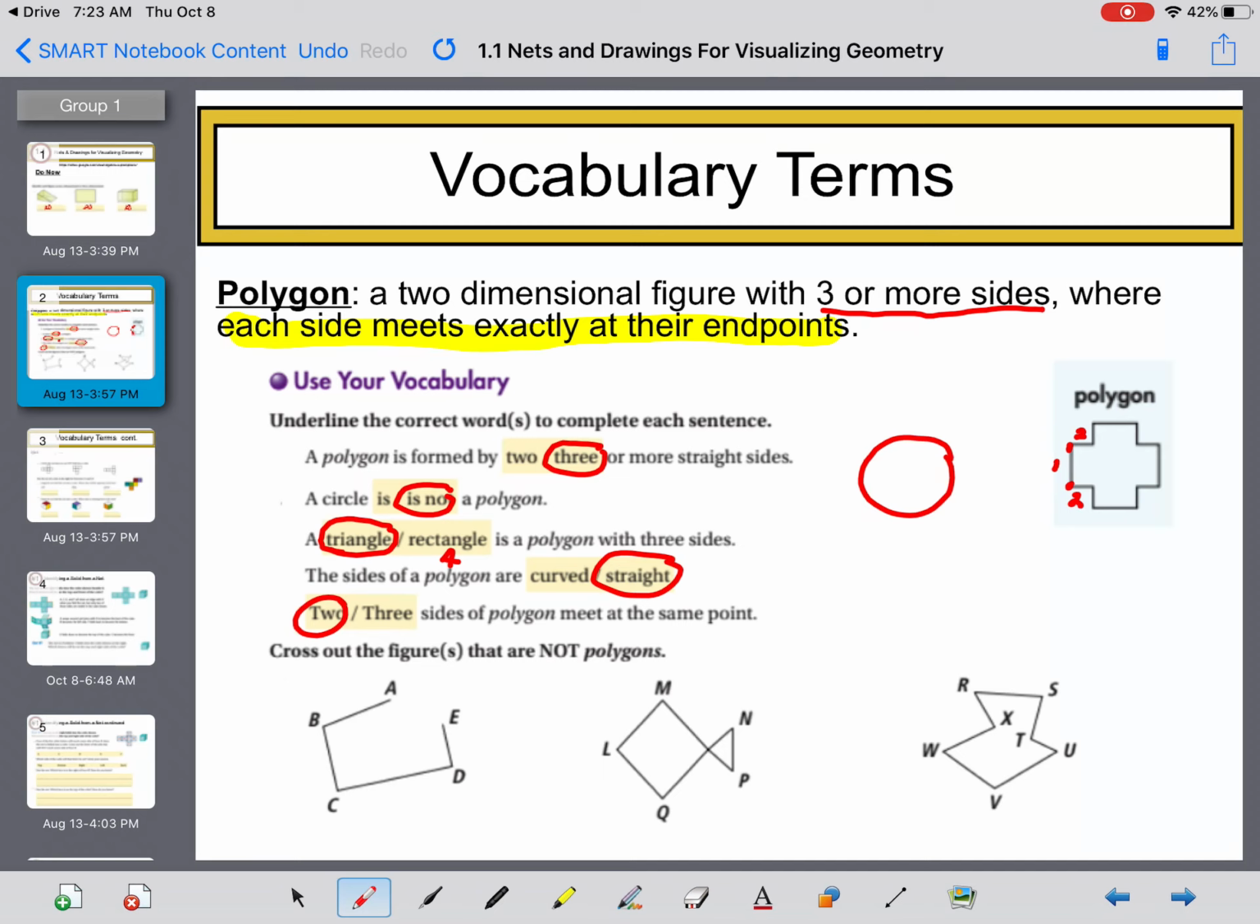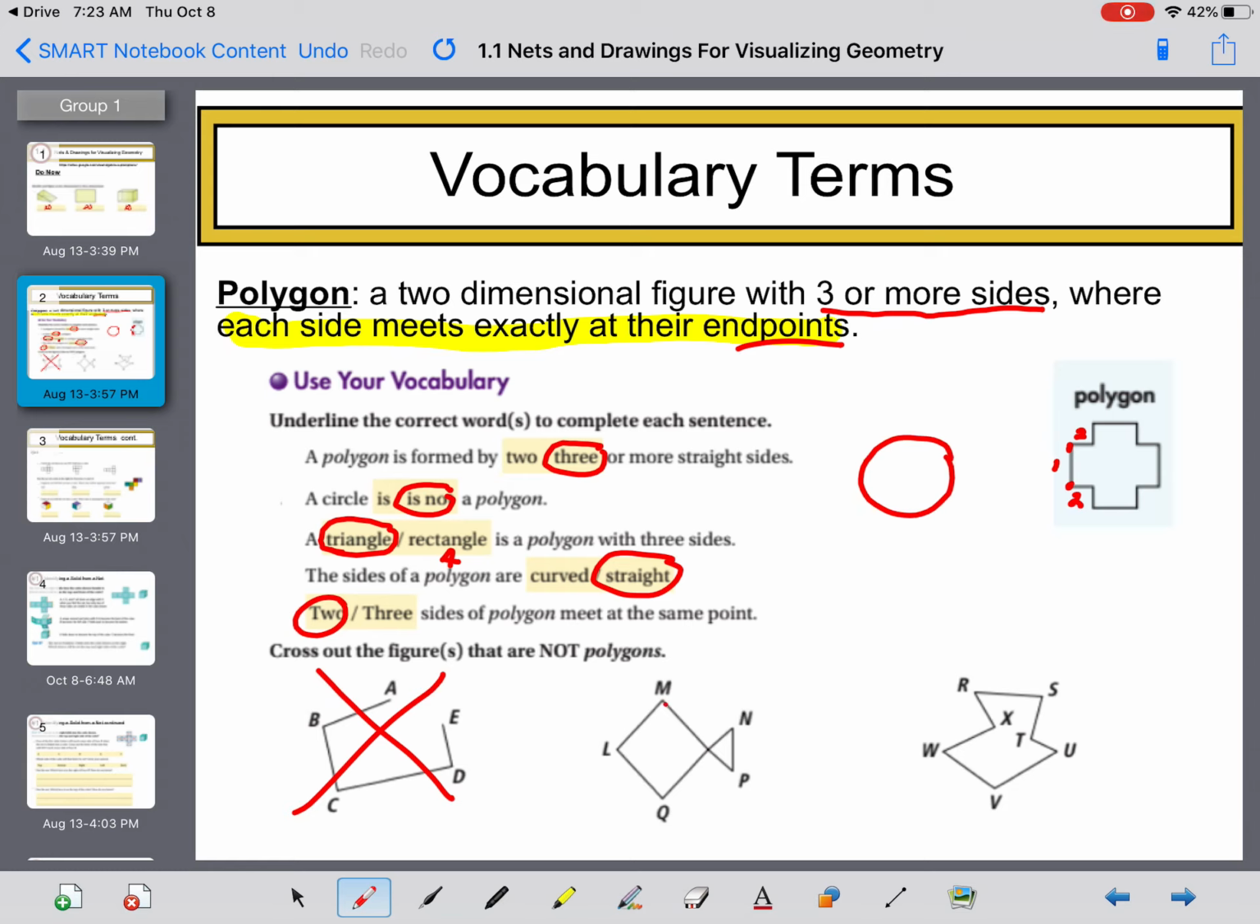Cross out the figures that are not polygons. Well, the first figure doesn't even close, so that's not a polygon. The second figure, now we have this intersection point here where multiple sides meet together. That's no good because they're not meeting at their endpoint. They're crossing in the middle. So that is no good.